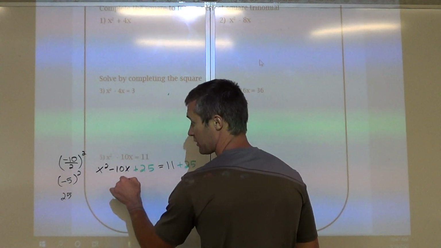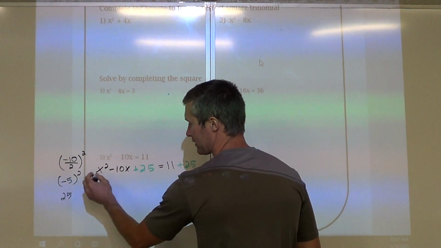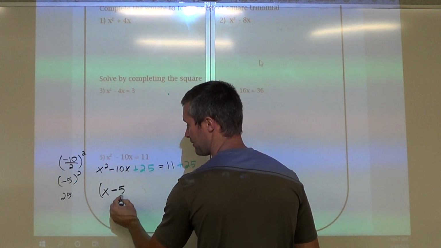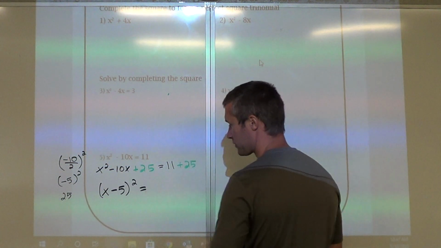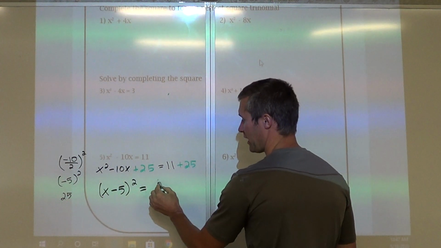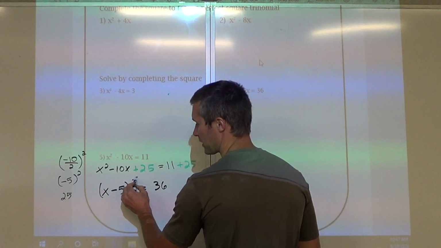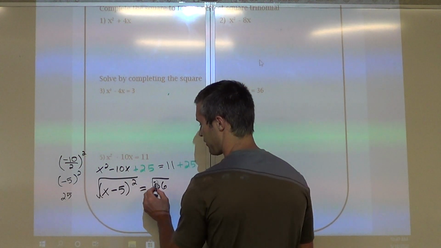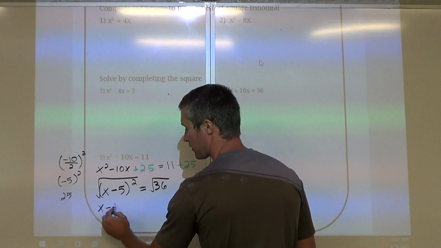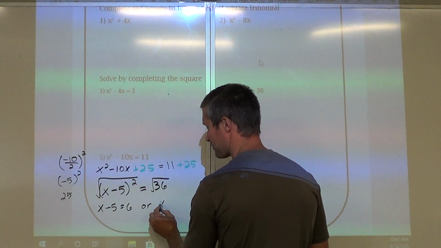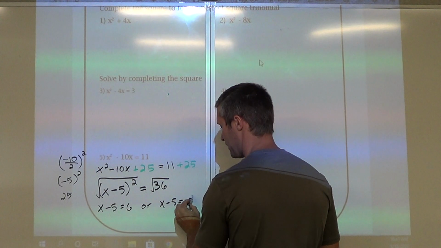So we factor it. It's always that middle term. So negative 10 divided by 2 is negative 5. So x minus 5 squared equals 11 plus 25 is 36. And now since it's squared, we're going to take the square root. The square root of 36 is 6. So we could write x minus 5 equals 6, or x minus 5 equals negative 6.